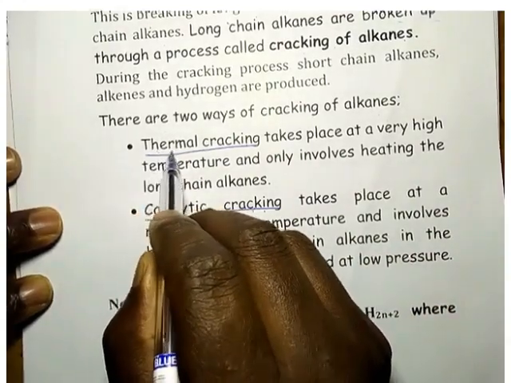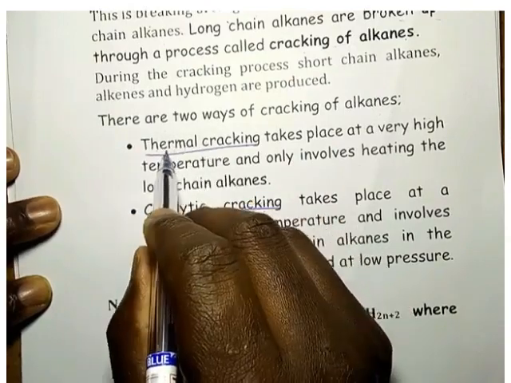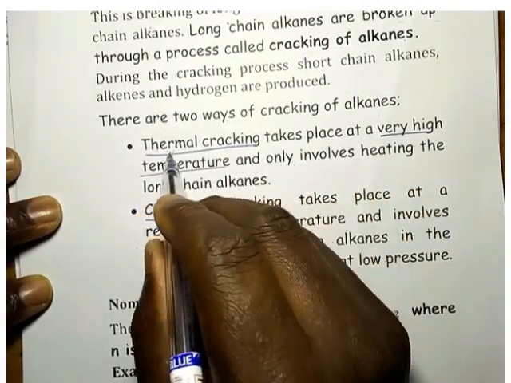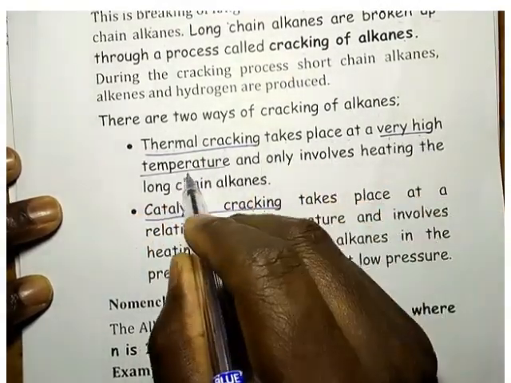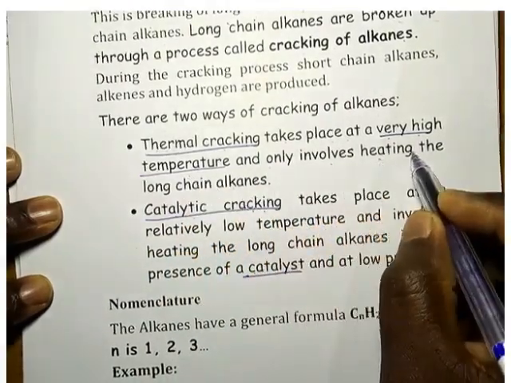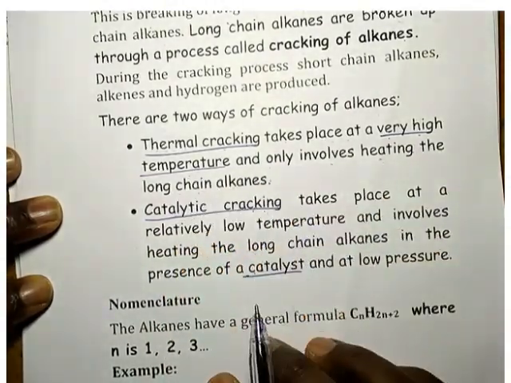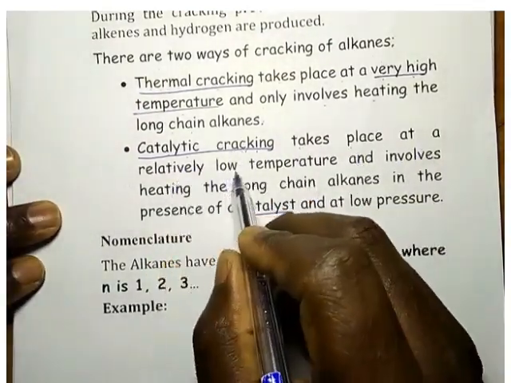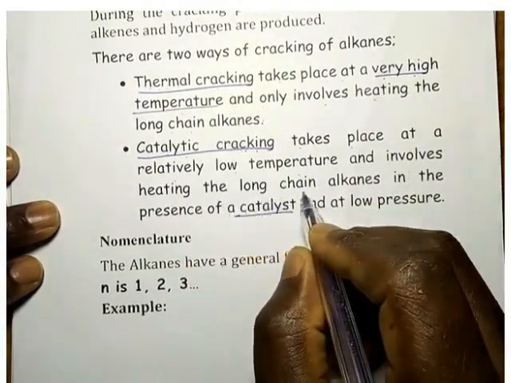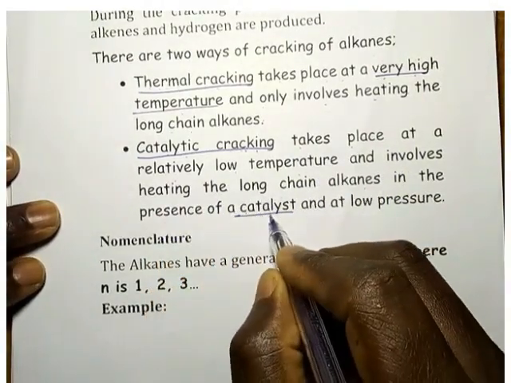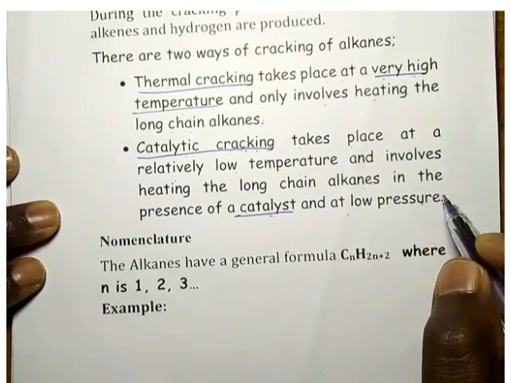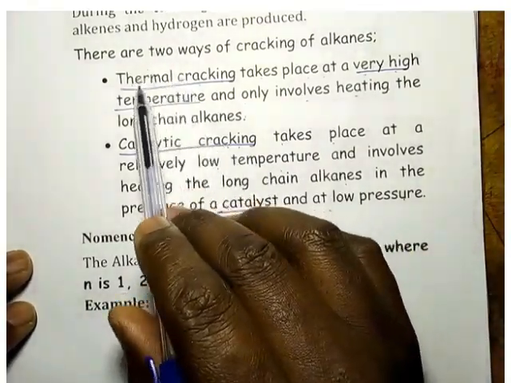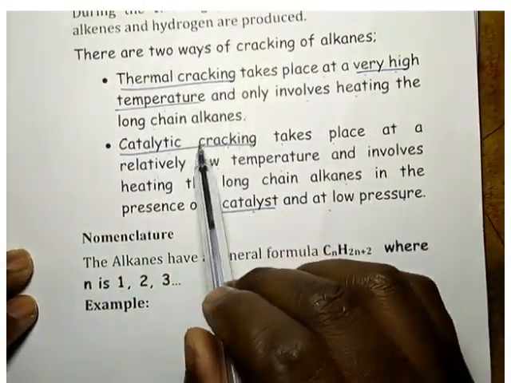Thermal, the word thermal, means heat. So for thermal cracking to occur, there must be very high temperature. Thermal cracking takes place at a very high temperature and only involves heating the long chain alkanes. Catalytic cracking takes place at a relatively low temperature and involves heating the long chain alkanes in the presence of a catalyst and at low pressure. As a student, please make sure you know how to differentiate between thermal cracking and catalytic cracking.